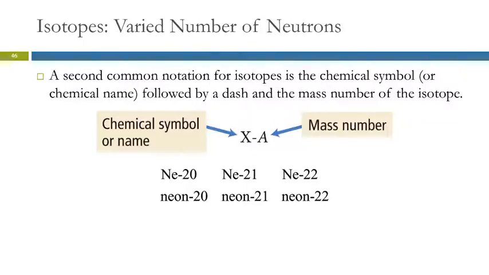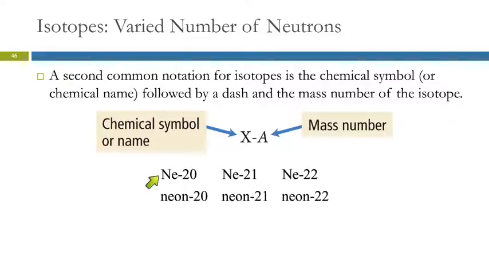Another way to notate different isotopes is using a chemical symbol with a dash and the mass number. Because do we really need the atomic number on there? No, we have periodic tables. We know what the atomic number is. We just look at the periodic table, it's fine.